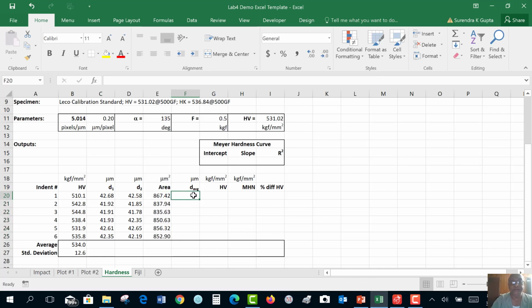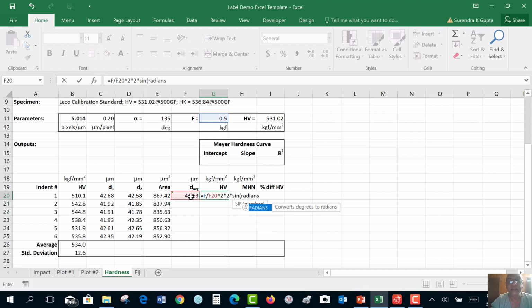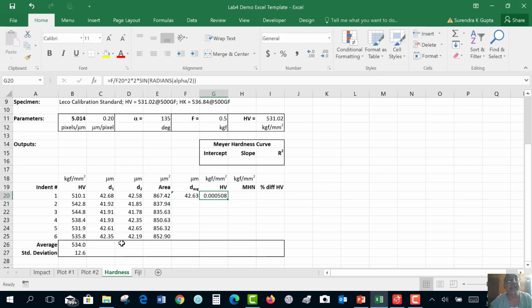Okay, so we can take the average of the 2 diagonals, and remember our formula, force divided by surface area, and surface area was diagonal square divided by 2 times sine of our alpha. Alpha is in degrees, so we want to convert it into radians, and that should be it. Oh, millimeter squares. So our area is in micron squares, so let's multiply it by a million.